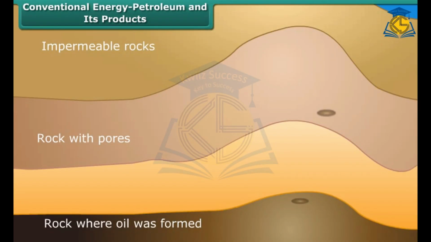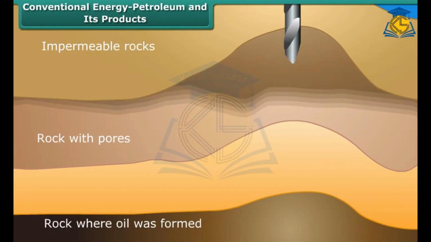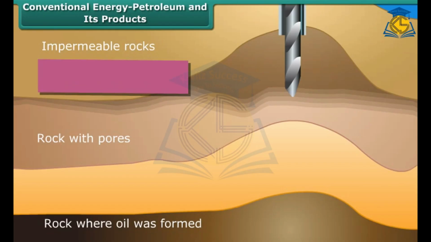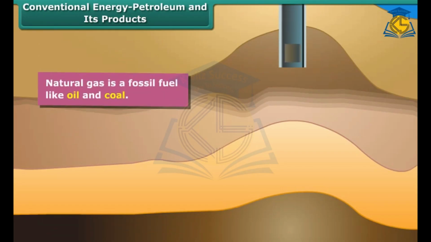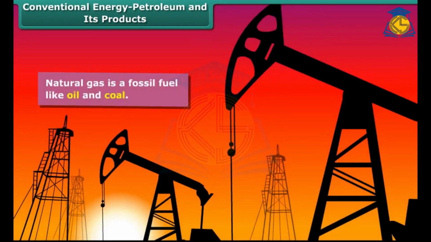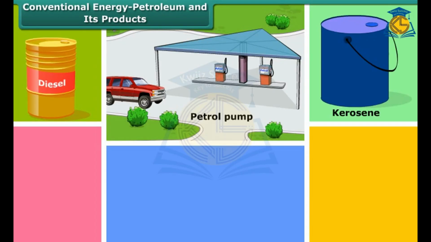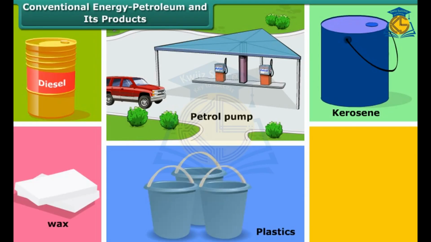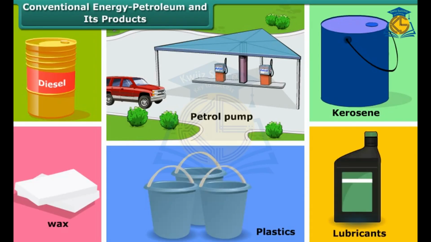Conventional energy, petroleum and its products. Petroleum is found between the layers of rocks along with natural gas and is drilled from oil fields located in offshore and coastal areas. The crude oil is sent to refineries for processing. Diesel, petrol, kerosene, wax, plastics and lubricants are obtained from petroleum refining.